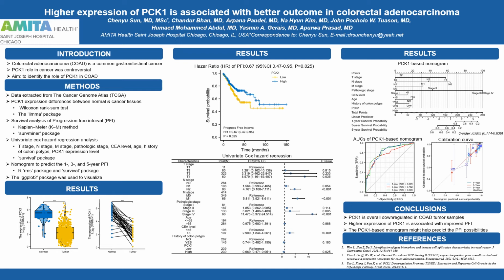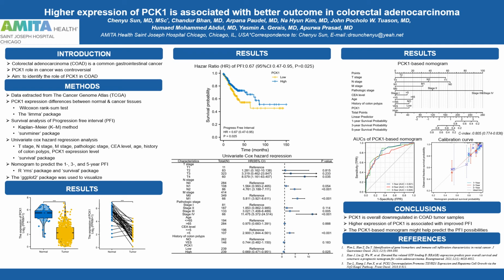Then a nomogram based on these clinicopathological variables and the 1, 3, and 5 year PFI probabilities was developed. As we can see here in the nomogram, the C index of the nomogram was 0.805, indicating that it has sufficient discrimination ability as it was more than 0.7, and the calibration curves of the 1, 3, and 5 years indicated the consistency of our results and the predicted values, which indicates the satisfactory performance of this nomogram.